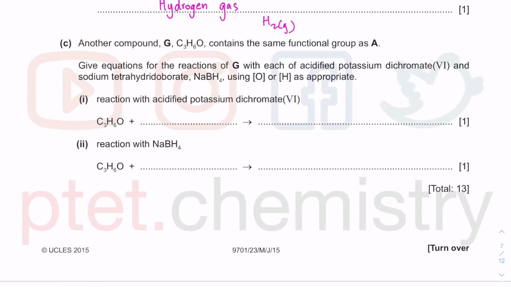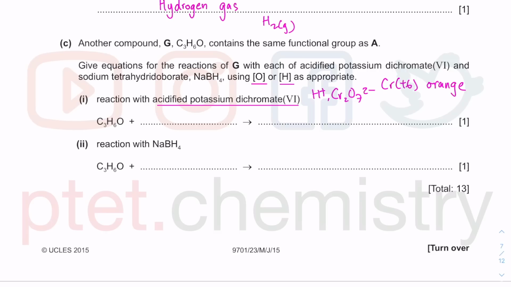Now part C, this is about balancing equations. So we're going to use the oxidizing agent, this square bracket O, which is counted as one oxygen atom, or this square bracket H for a reducing agent like sodium borohydride. So we're given these molecular formulas, which are easier to balance, to be honest. We're going to react it with acidified potassium dichromate(VI). So this is the orange colored reagent, chromium plus 6, which is orange.